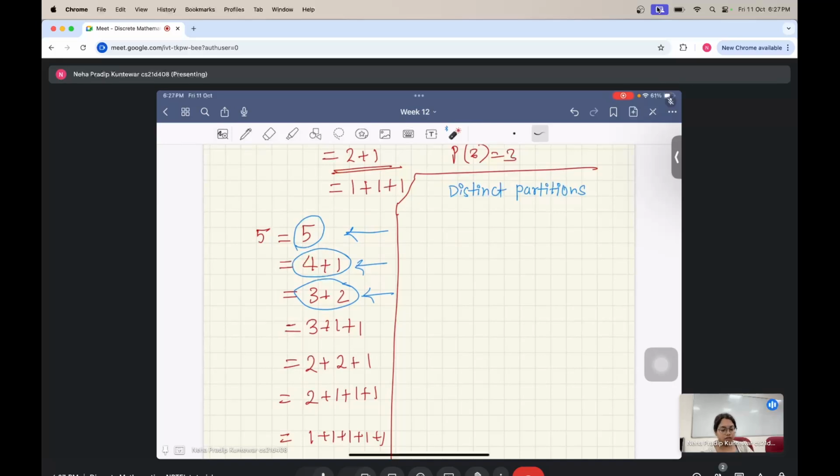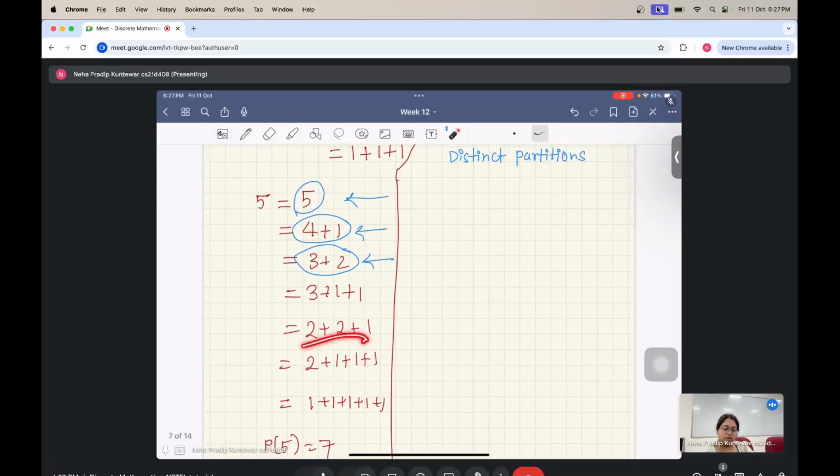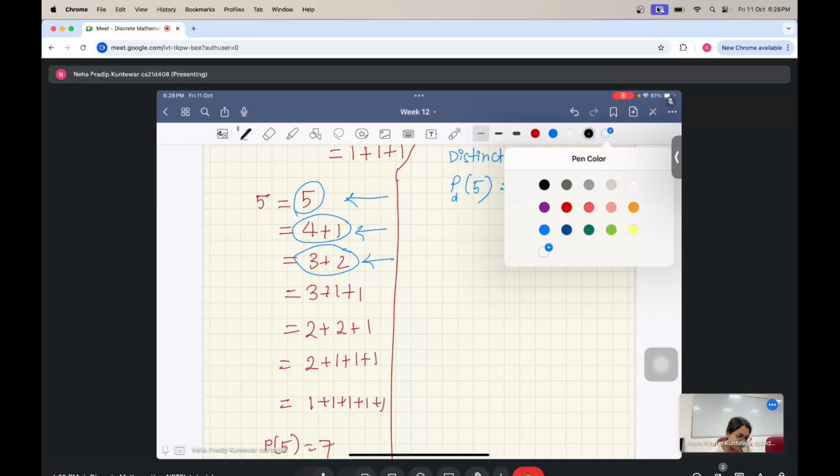In the next one, the number 2 is repeated twice, and therefore this is also not a distinct partition. Here 1 is repeated and here again 1 is repeated. So there are only 3 distinct partitions here. The number of distinct partitions is denoted by PD of 5, where D stands for distinct. Here it is 3. Now let's take a look at the odd partitions.